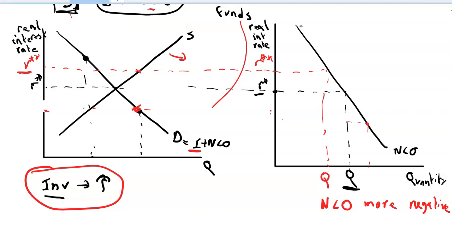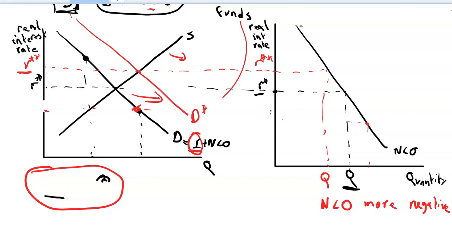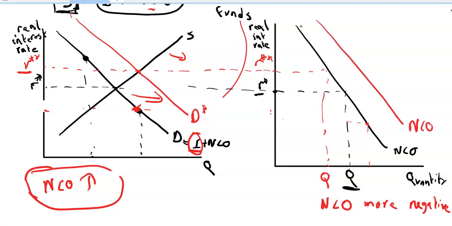Because D equals I plus NCO, as we can see, it will also create an increase in demand. This is going to be a demand for funds, but this demand is not for increasing I. So let's say NCO increases, so I want more money to leave the country. Then my NCO curve is going to shift to the right, because I may feel like this country is not safe enough for me, I want to take the money from this country and leave the country.